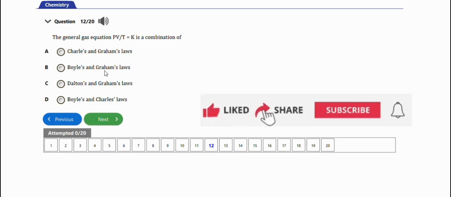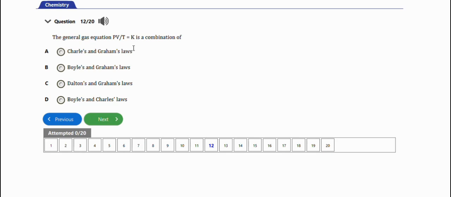So this question says the general gas equation PV over T equals K is a combination of, we have Charles' and Graham's law, we have Boyle's law and Graham's law, we have Dalton's and Graham's law, we have Boyle's law and Charles' law. I think we can go and answer this question. The right option is option D, Boyle's law and Charles' law. So the general gas equation is a combination of Boyle's law and Charles' law.